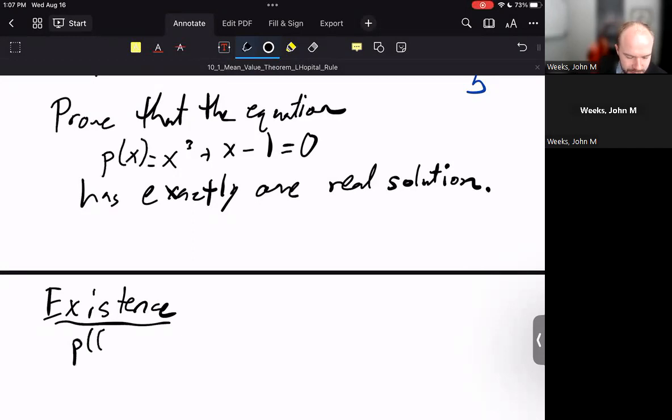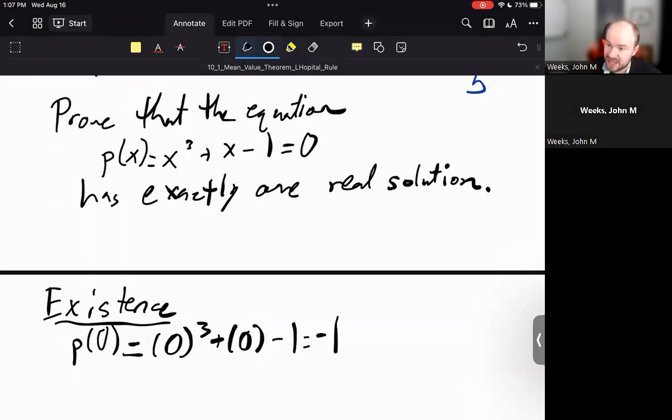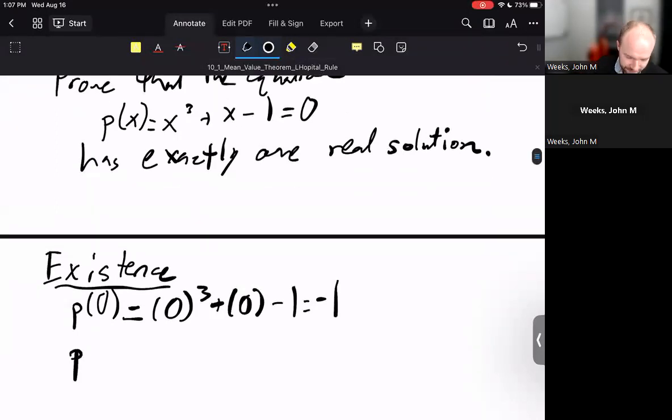Well, p of 0 is going to be 0 cubed plus 0 minus 1, so this is negative 1. So I know that this function takes on the value negative 1. Now I would like to go through and try and figure out if there is a positive function value for this. If I do, then I know that it hits 0 somewhere thanks to the intermediate value theorem. So I'm just going to plug in 1.